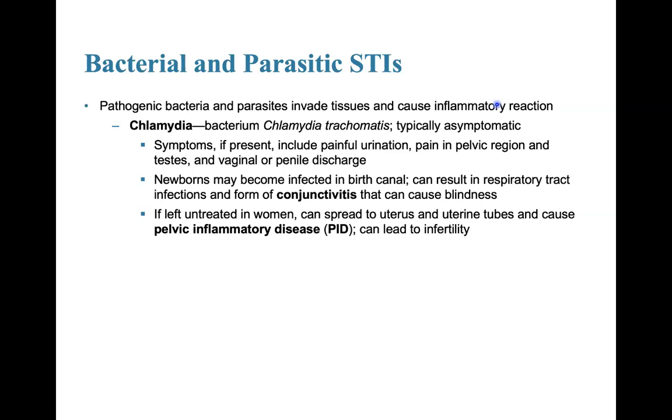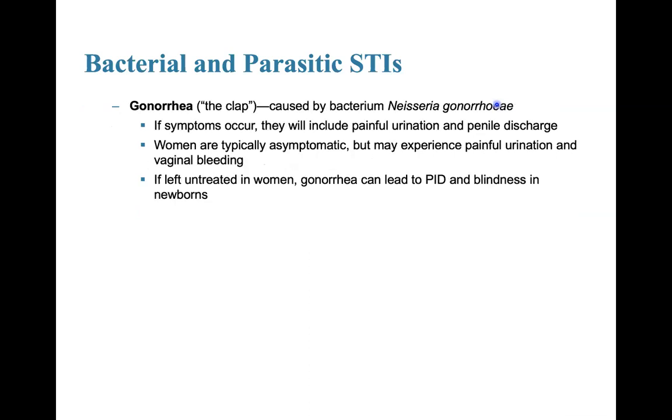If left untreated in women, it can spread to the uterus and uterine tubes and cause pelvic inflammatory disease, which is inflammation of most of the reproductive structures that can lead to infertility. Gonorrhea, more commonly referred to as the clap, is caused by a bacterium called Neisseria gonorrhoeae. If symptoms occur, they will include painful urination and penile discharge. Women are typically asymptomatic but may experience painful urination and vaginal bleeding. If left untreated in women, gonorrhea can lead to PID, and to blindness in newborns as well.